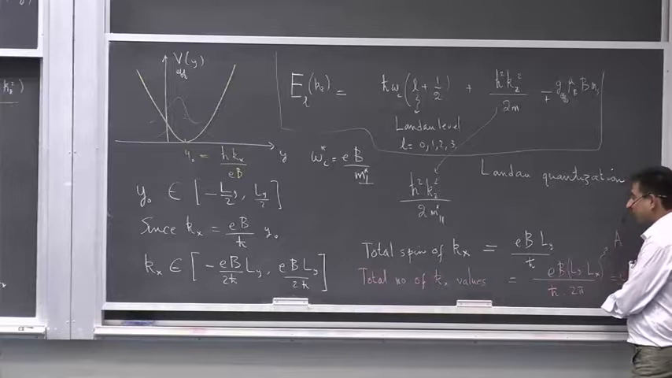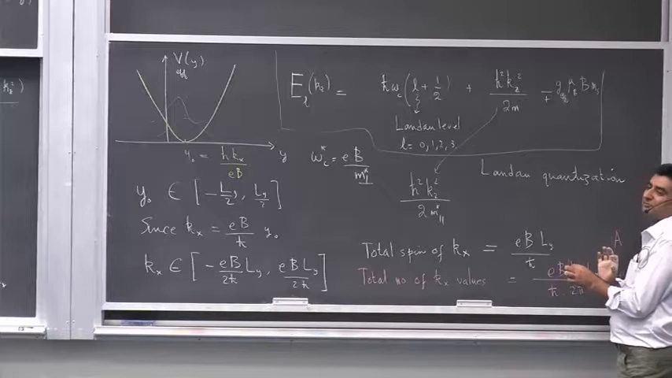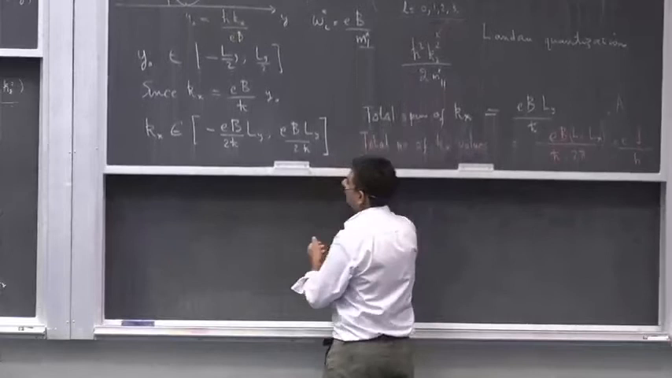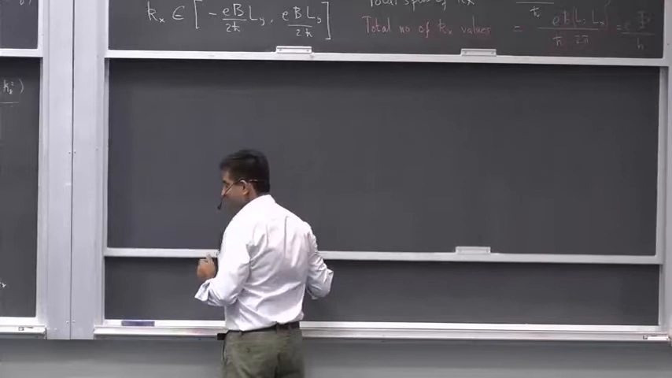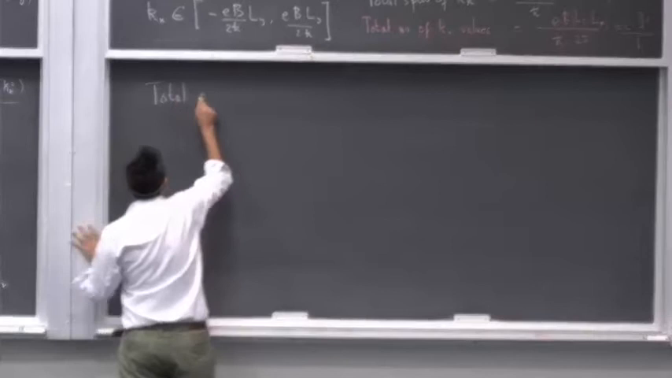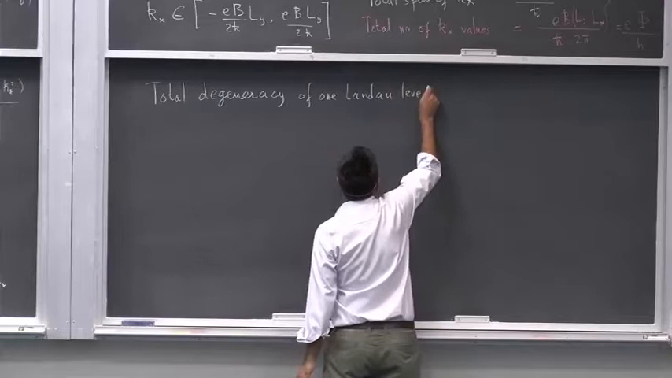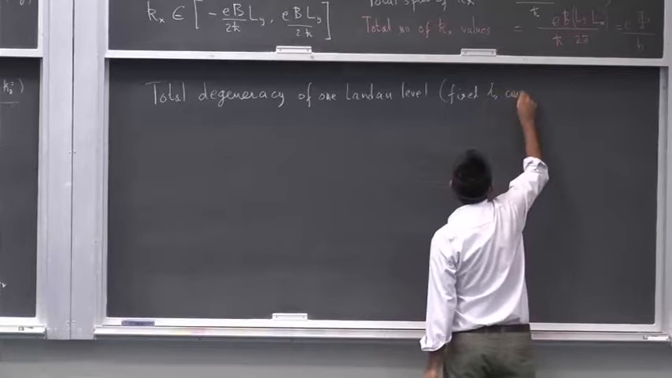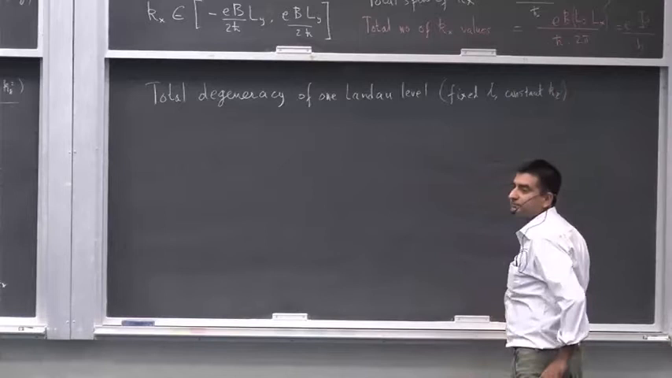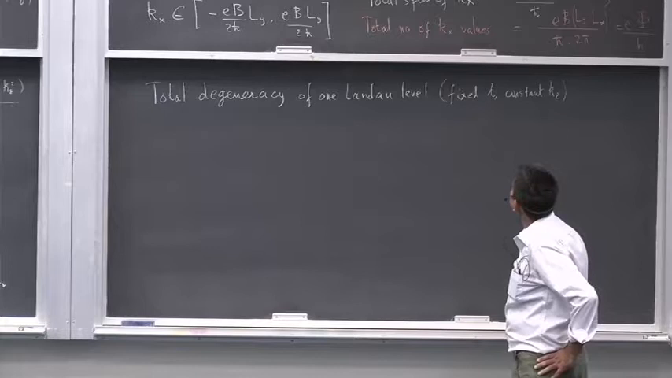And I have to multiply this with 2, because there are two kinds of electrons that can go at each Kx value, with opposite spins. So the total degeneracy of one Landau level, which is defined by fixed L, constant Kz, is 2 times e phi over h.